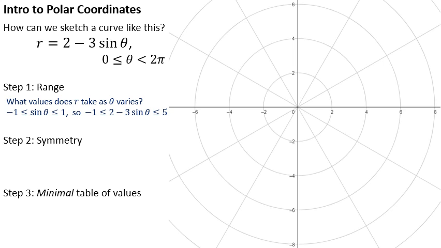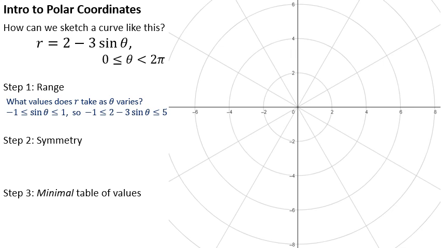So the first question is fairly easily answered. If sine theta varies between 1 and -1, 3 lots of sine theta will go between 3 and -3. And if we're subtracting that from 2, the biggest we can get is 2 take away -3, which is 5. The smallest we can get is 2 take away 3, which is -1. So r will take values between 5 and -1.